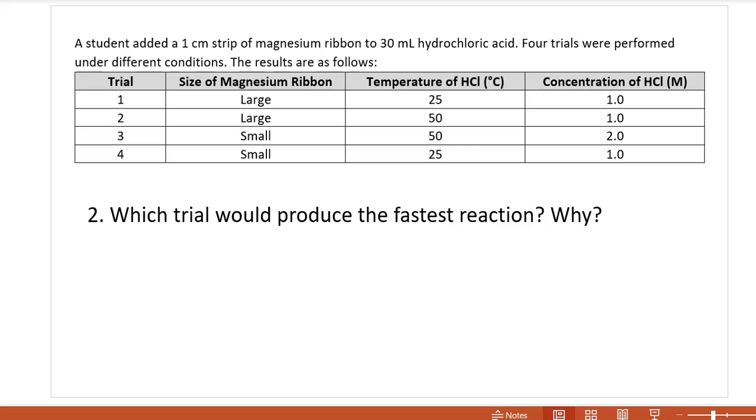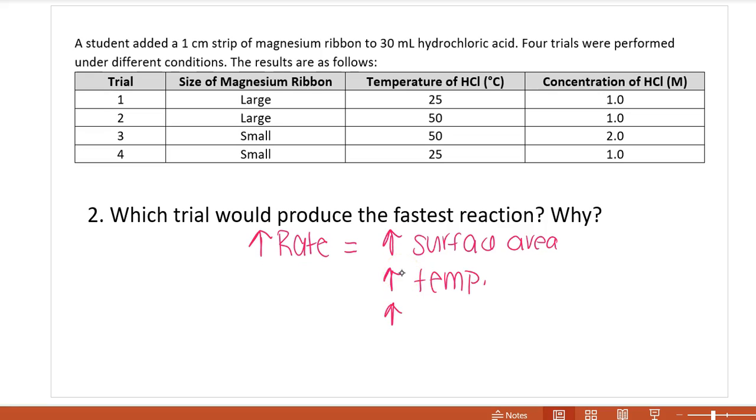Number 2. Same data, but we want to know which trial is going to produce the fastest reaction. This should be easy to remember because they're all direct relationships. If we want to increase the rate of reaction, we should increase the surface area. We should increase the temperature. And we should increase the concentration.